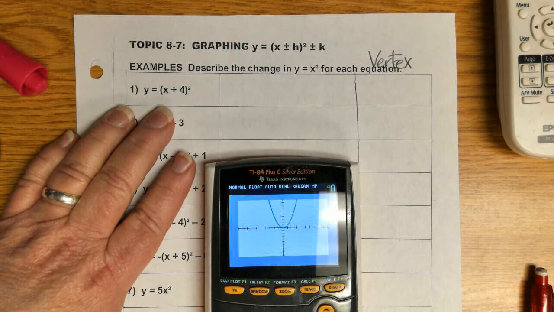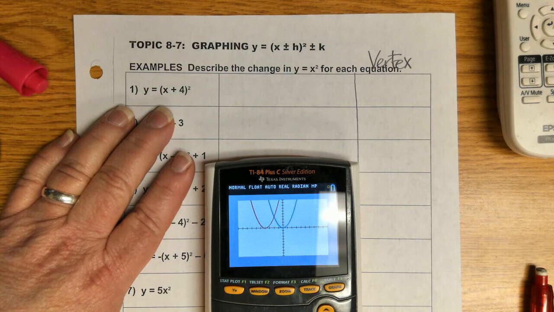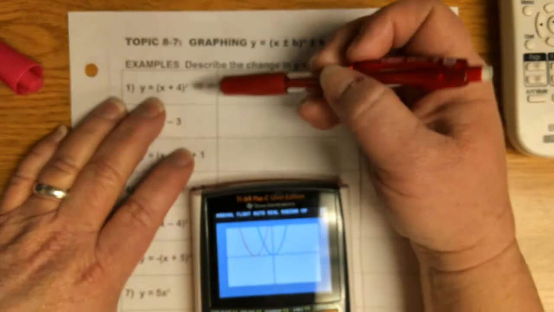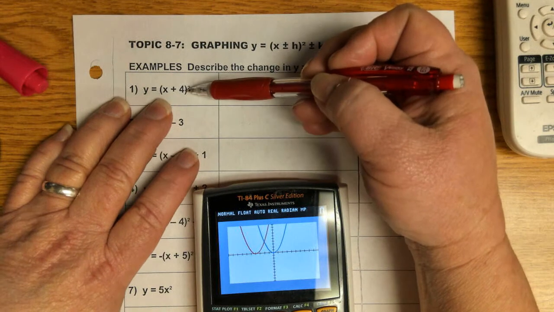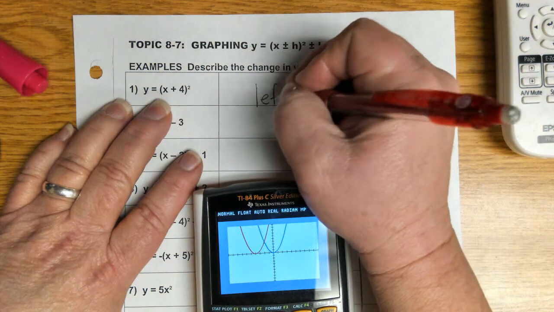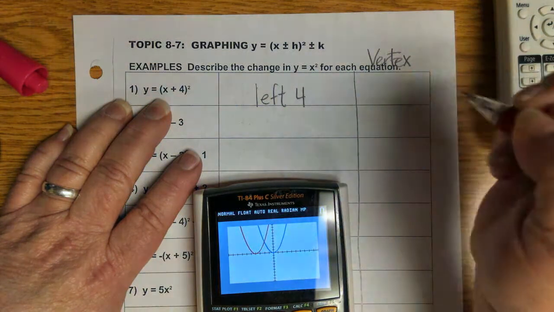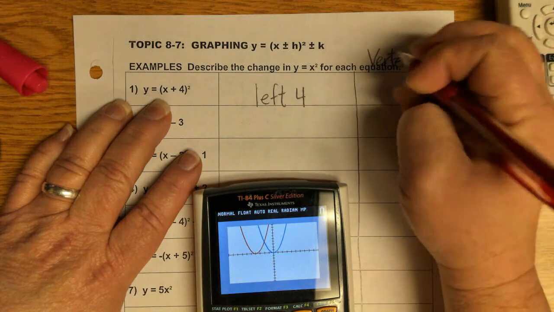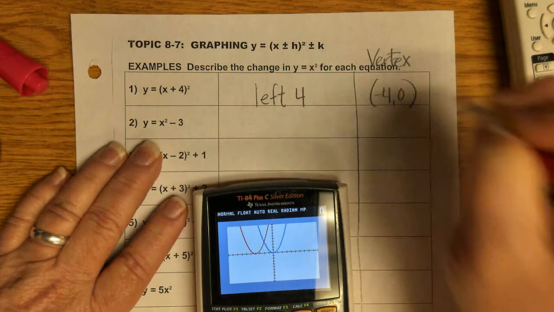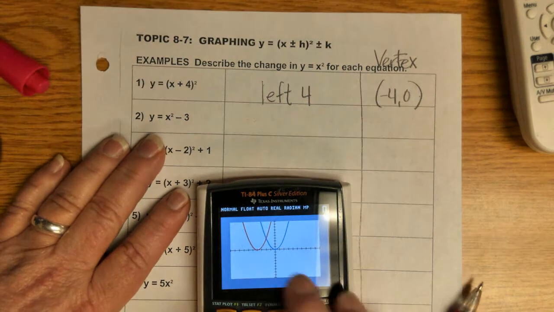And there's my parent. Vertex is at 0, 0. So we've done this before, and this should make sense to you by now. If it's a plus, you're moving to the left 4. So we have moved left 4, and so that puts your vertex at negative 4, 0. All right, let's go to the next one.